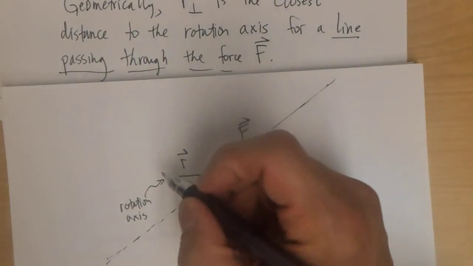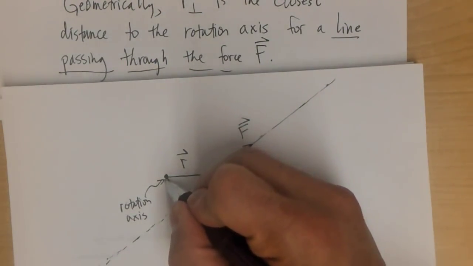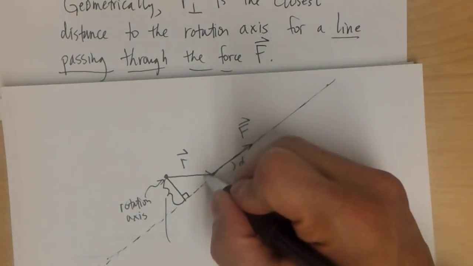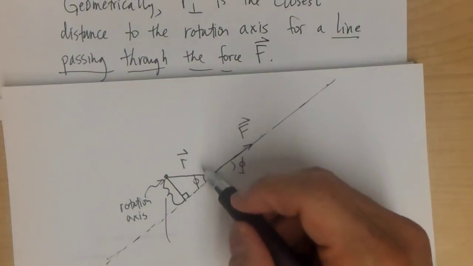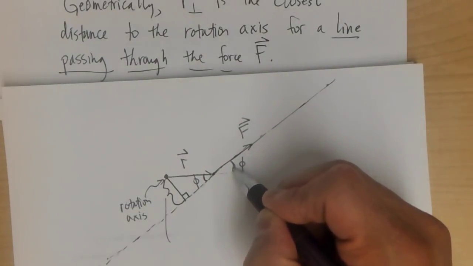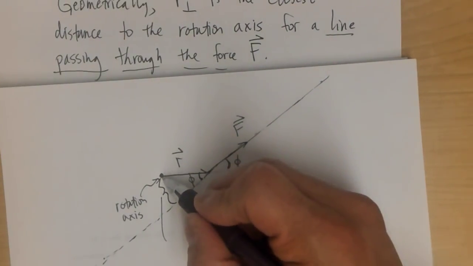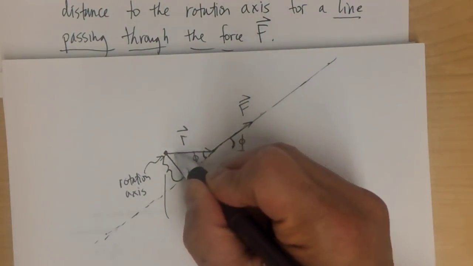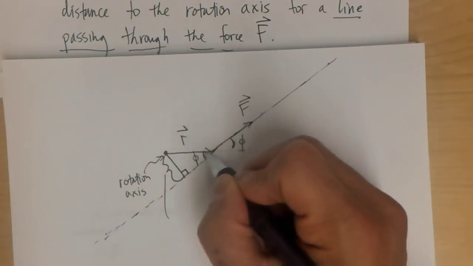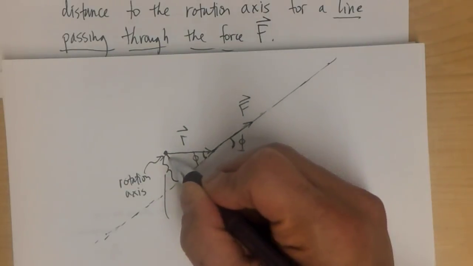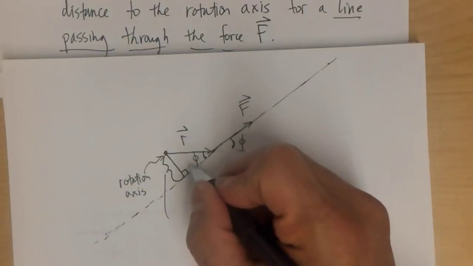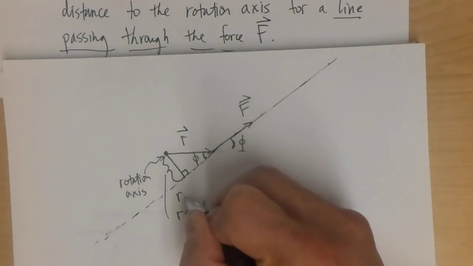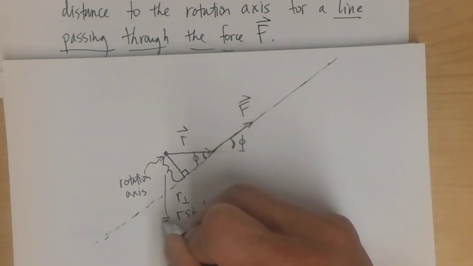That's why it's called r perpendicular, by the way. And then what is this distance going to equal? Well, this angle here is also equal to phi. These are what are called vertical angles. They are the same. This is the opposite side to phi. This one has length r, the magnitude of vector r. So the opposite side is equal to r times the sine of phi. This is what we call r perpendicular.